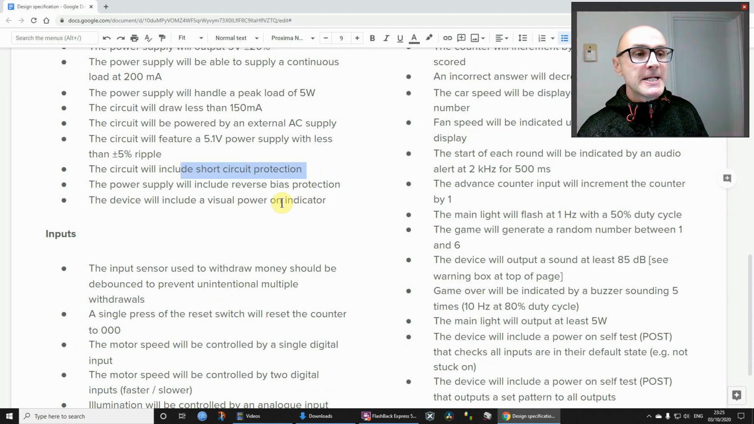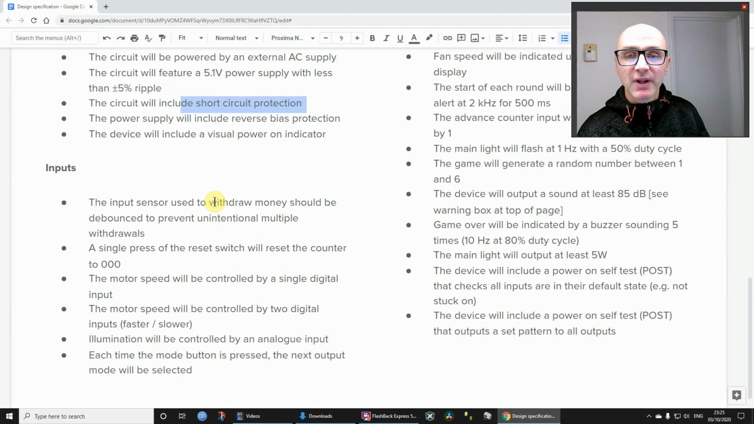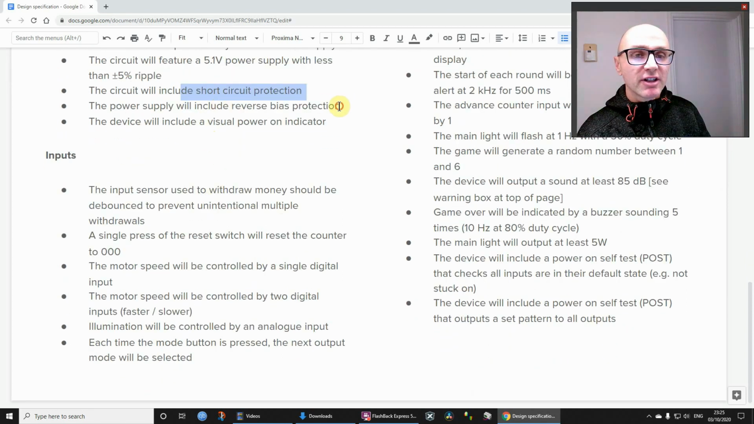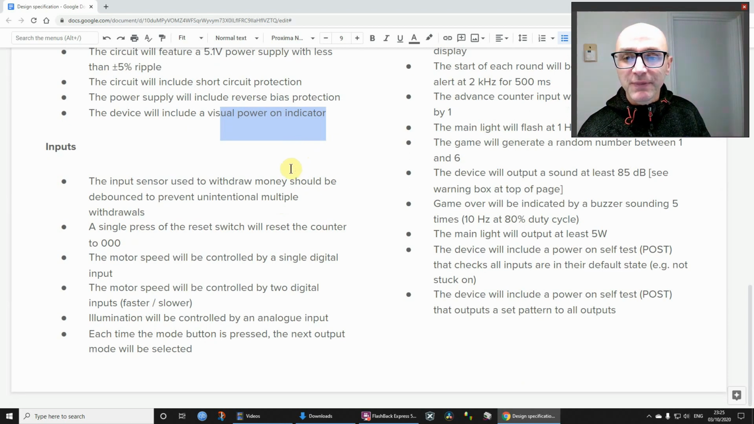You might include a linear voltage regulator like an L7805, which has built-in short circuit protection. So lots of different ways. Reverse bias protection, stick in a diode, so easy, okay. Visual power on indicator, yeah, have an LED, which when you turn your power supply on, yeah, it's easy, okay.